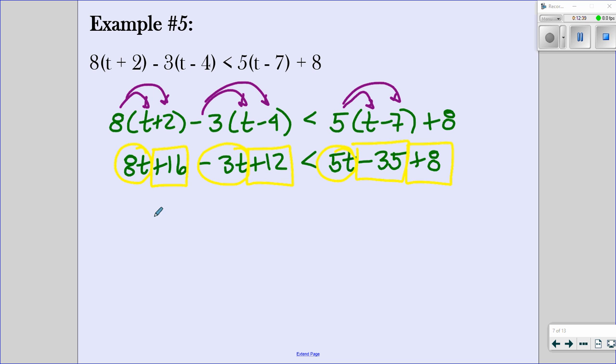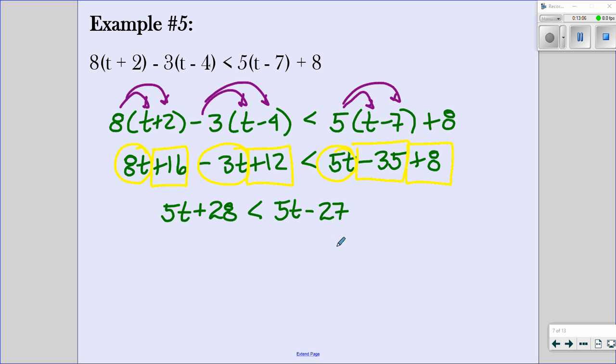So the 18 minus 3t gives me 5t, and the 16 plus 12 will give me 28. And then let's see what else I combine. Bring down the 5t, and then the negative 35 plus 8 will give me negative 27. Yeah, negative 27.